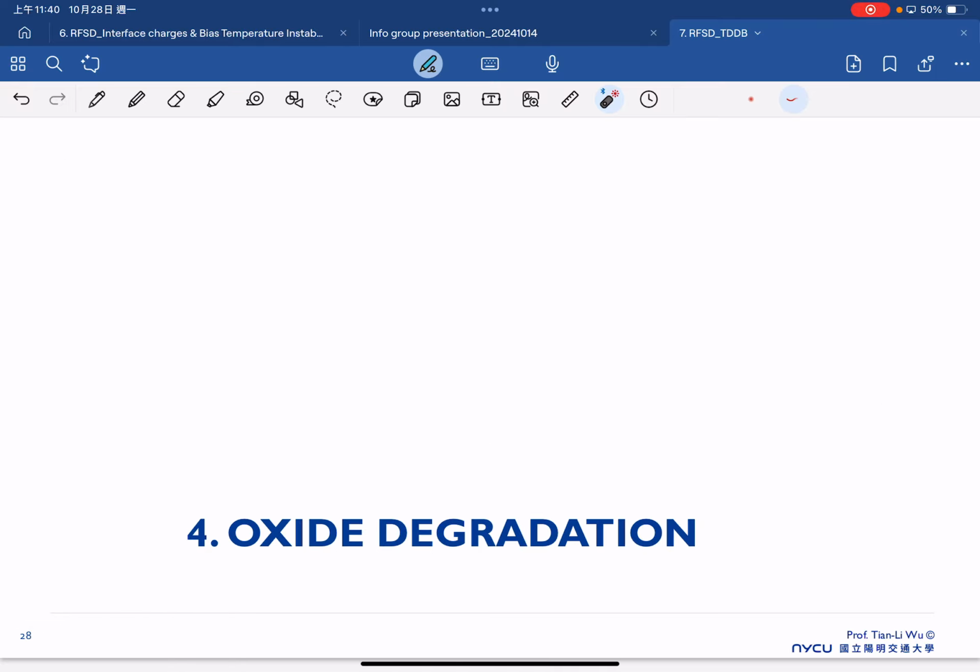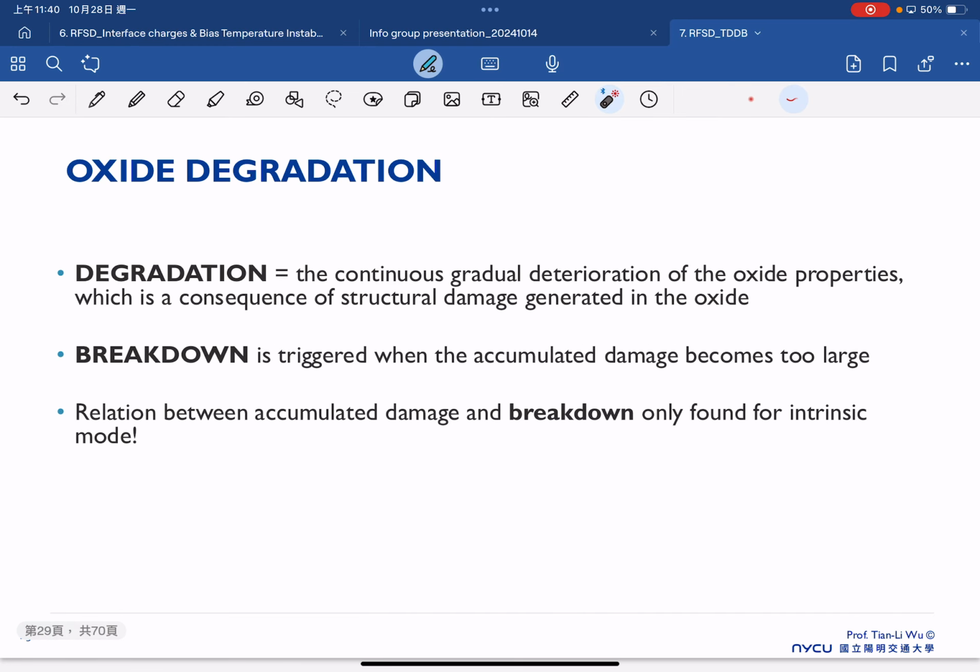Okay, so the next one is oxide degradation. Oxide degradation is something we already mentioned in BTI as well, with the same concept. In BTI, the interface charge appears when we apply gate bias and charge is injected. TDDB is similar: we apply bias, we see the charge injection, and we see the oxide degradation. Degradation is usually structural damage generated in the oxide, and breakdown is triggered when the accumulated damage becomes too large.